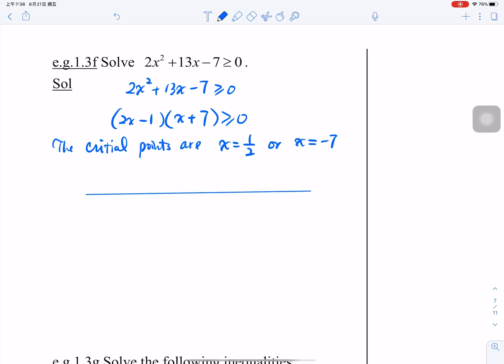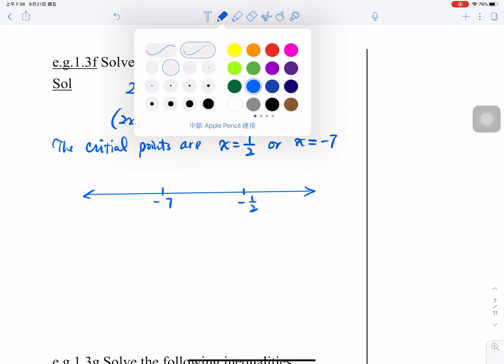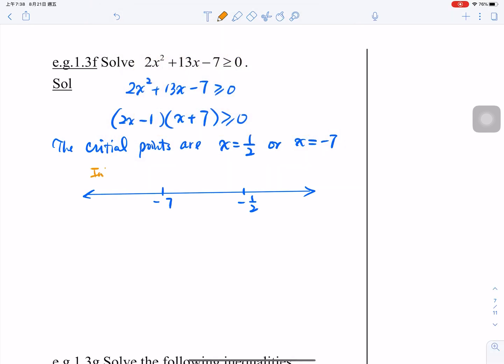Then you can think of it as this: negative 7, 1 over 2. After you get these two values, you have interval 1, interval 2, and interval 3. That means this part, this part, and this part.